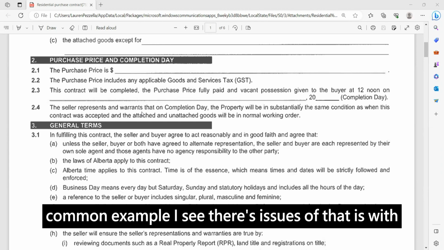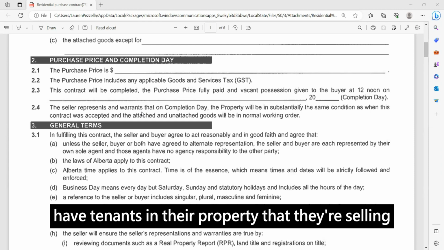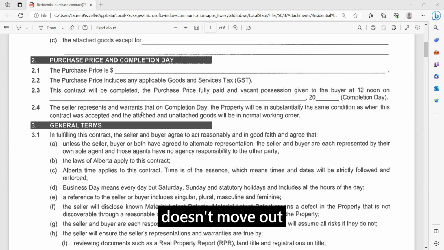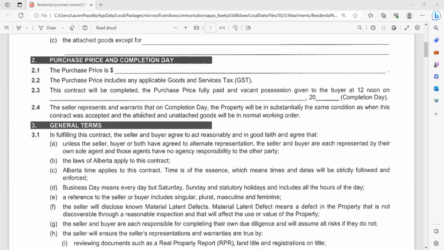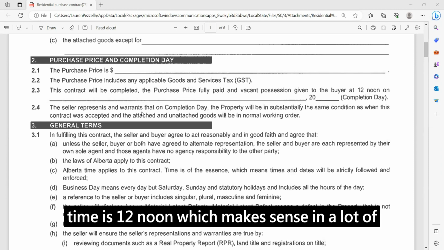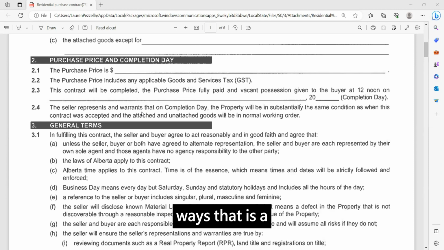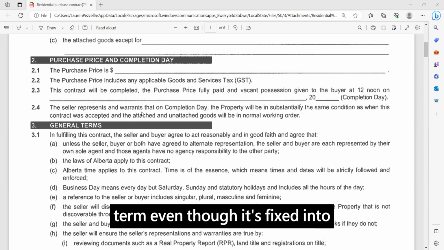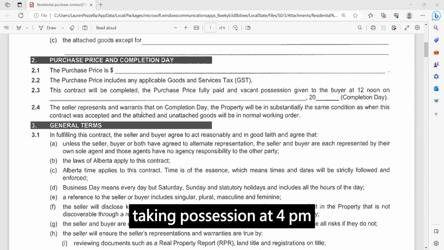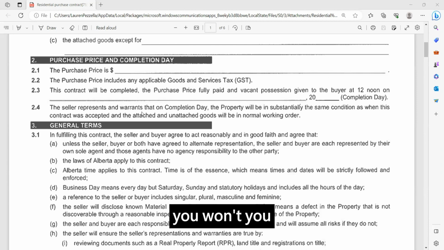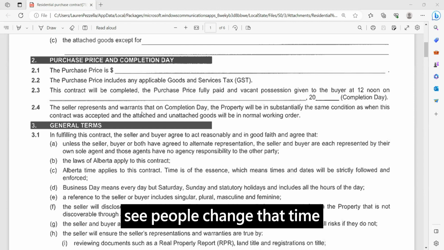The most common example where I see issues with that is when people have tenants in the property that they're selling and the tenant doesn't move out as they're required to. Then obviously vacant possession can't be provided. Although the default time is 12 noon, which makes sense in a lot of ways, that is a completely negotiable term, even though it's fixed into the standard contract. So if taking possession at 4 p.m. makes more sense because you don't believe that you'll have funds by noon, then change the time. And I don't think I see people change that time enough.